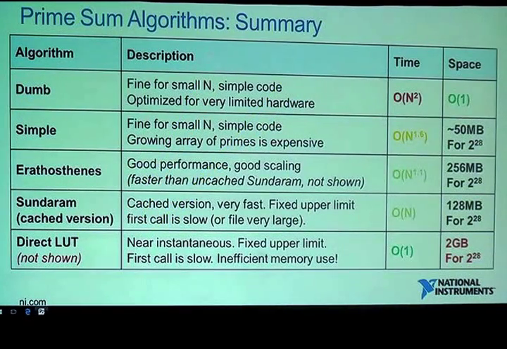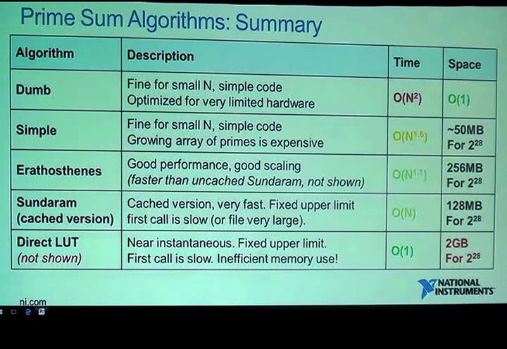So the DOM is fine for small n, simple code, optimized for very limited hardware. If you need to run it on your lunar lander computer that has only like 2K of memory, you cannot store the list of primes, right? You would have to do that. And it takes no space, there are no arrays involved, right? And the simple one is faster. The Eratosthenes is even faster and uses 256 megabytes of Boolean array for the lookup. And the Sundaram uses half that because it only has the odd elements in that lookup array.